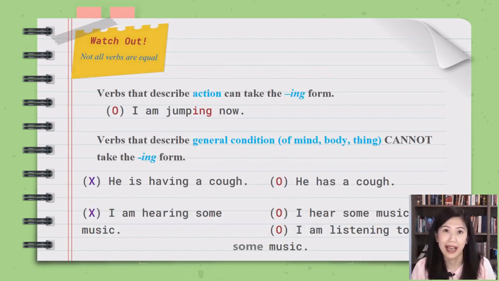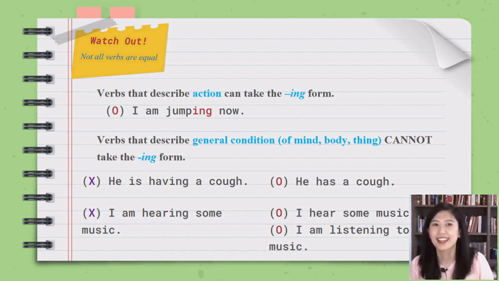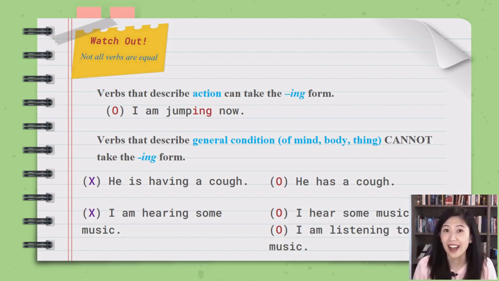Here's something we really have to pay attention to about verbs. Not all verbs are equal. For example, verbs that describe an action can take the ing form. For example, I can say, I am jumping now. It's happening right now, I'm jumping. I can also say, I'm singing now. La la la la la la la. These are all action verbs.